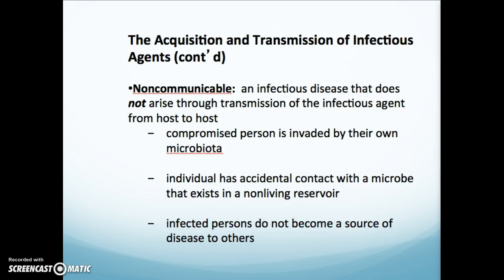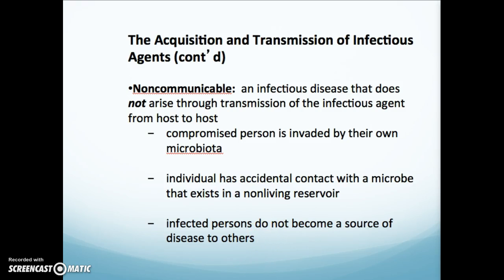And then we have those that are non-communicable, and these are infectious diseases that you do not get from one host to another host. Generally speaking, this is when we're looking at somebody who has a compromised immune system, and they can be invaded by their own microbiota. So it may go to a different part of the body, and because they're immunocompromised, it will cause an infection. It can also be accidental contact with a microbe that exists in a non-living reservoir, so not from host to host. Perhaps you picked it up from the soil or something.